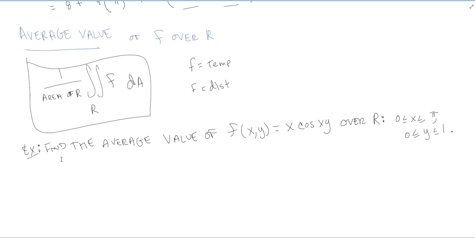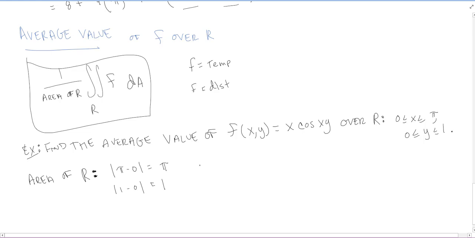This one is a nice rectangle. If the region wasn't so nice, we would do what we just did: use a double integral to find the area. But for us, we can use a little bit of geometry for the area of R. Again, if the region wasn't so nice, you would use your double integral. This time, x goes from 0 to pi, so that distance is pi, and y goes from 0 to 1, so that distance is just 1.